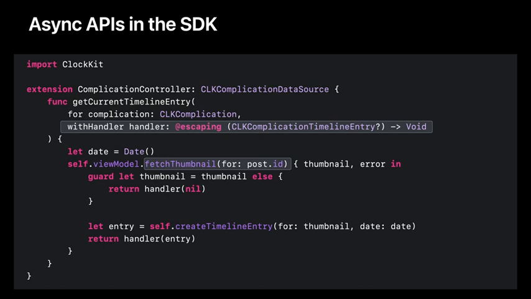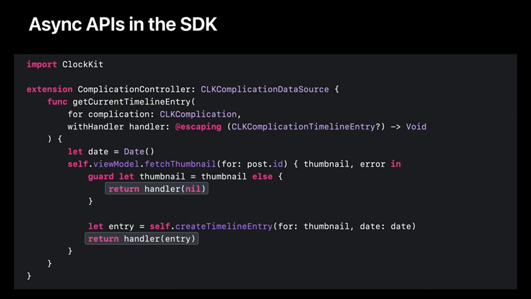Many delegate APIs also include methods that pass a completion handler to you. Calling the handler cooperatively informs the framework when an asynchronous task is completed. Take this ClockKit complication data source that calls fetchThumbnail to display a timeline entry for a given post. Just as before, we have to make sure to call the completion handler on all paths. And there's a lot of extra noise here because of the closure. With async await, this no longer needs to be the case. This delegate method has an async alternative we can use instead.